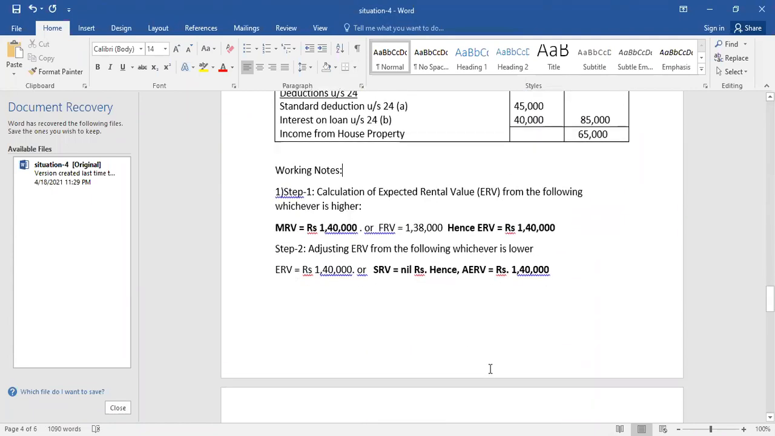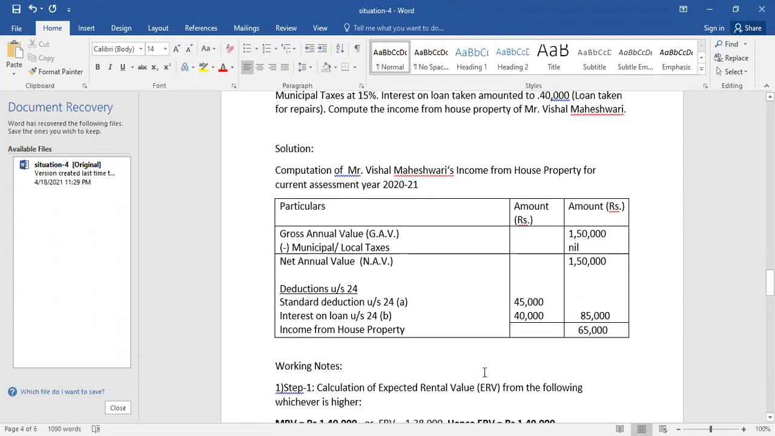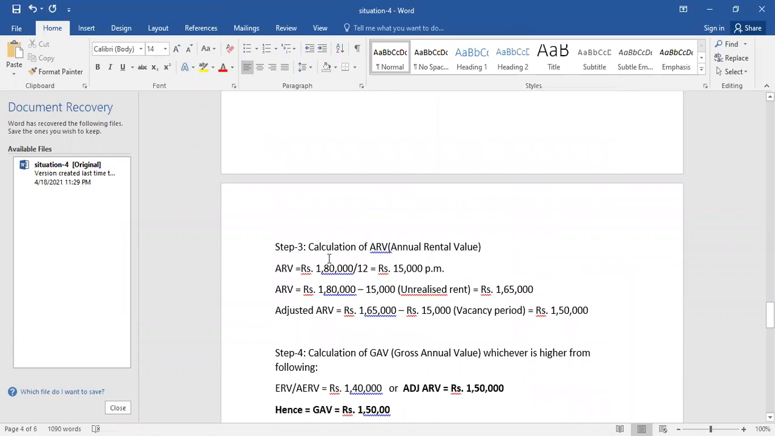So this is a very, very important thing that you have to remember when you are calculating GAV when there is a vacancy period. When there is a vacancy period, you have to calculate ARV separately. First, for the total full year, how much is the ARV? 1,80,000. That we did. I divided by 12 in order to know the monthly rent. Then I took ARV as 1,80,000. From that I deducted the unrealized rent, and we got 1,65,000. So what we call ARV is the annual rental value after deducting unrealized rent.